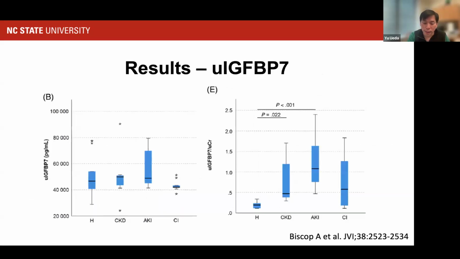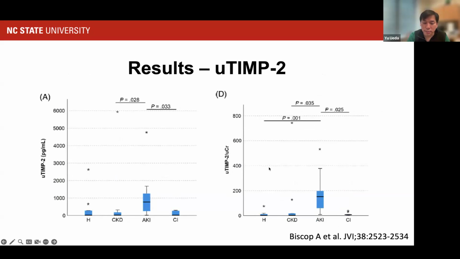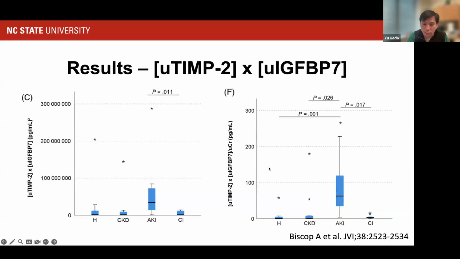So far, as I mentioned, the urinary TIMP2 to creatinine ratio, and also urinary TIMP2 multiplied by IGF-BP7 to urinary creatinine ratio, had the best results to differentiate AKI from the other disease groups and the healthy control.